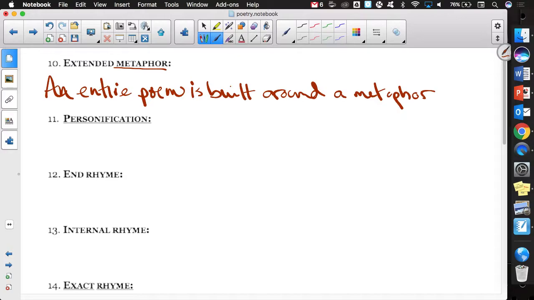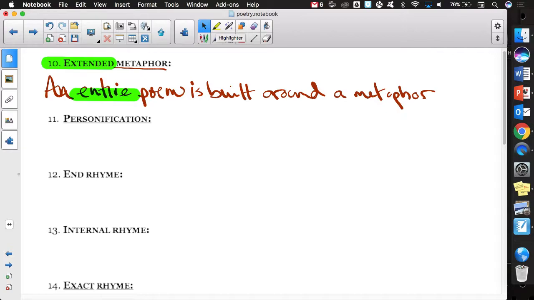So the whole poem is built around this metaphor of being stuck in the body is like being stuck in prison. If you have a metaphor that shows up just one time in a poem, it's just going to be a regular metaphor. But if you have an entire poem that is built around this singular metaphor, that's what makes it an extended metaphor.